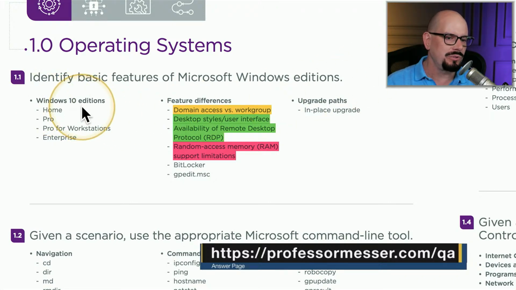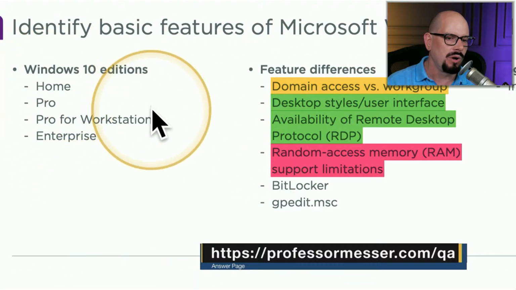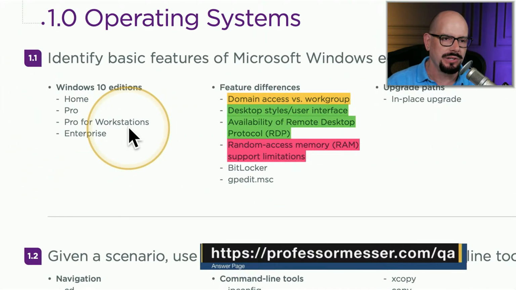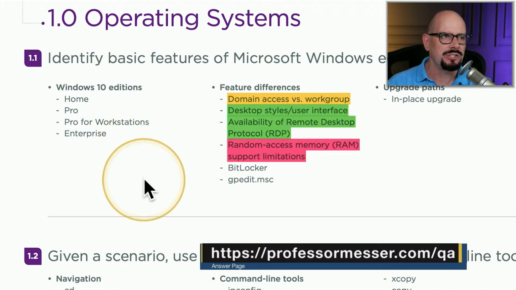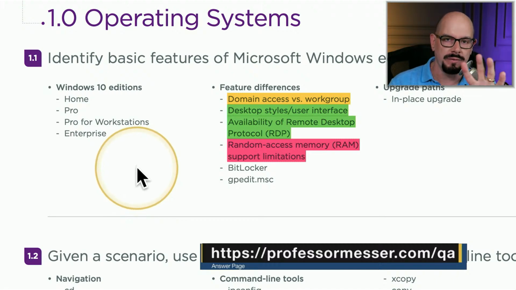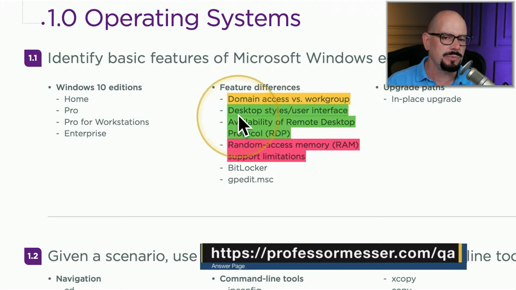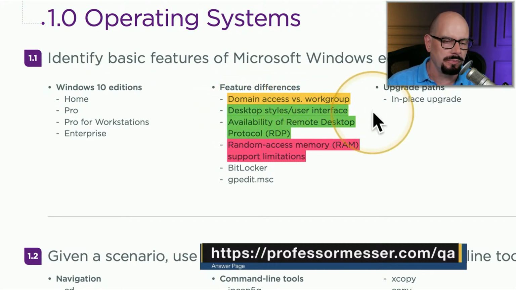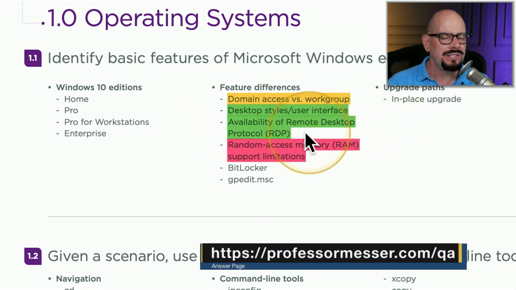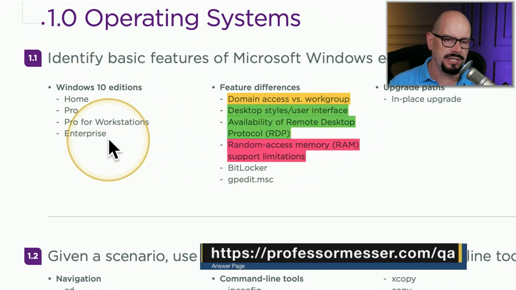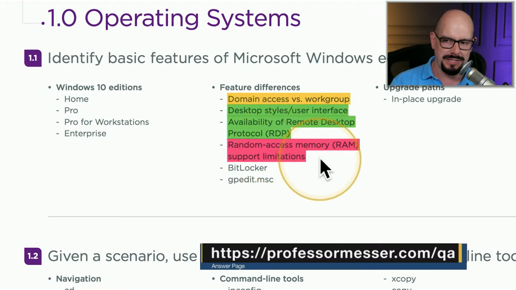They want you to know Windows 10 editions, including Home, Pro, Pro for Workstations, and Enterprise, which is kind of interesting, isn't it? Because there must be 15 or 20 Windows editions? You only need to know 4 of them. So that part's good. Then you need to understand the feature differences. What is the difference between domain access versus workgroup? What are the differences in desktop styles or user interface? What is the difference in availability of remote desktop protocol in all 4 of those editions? What is the difference in random access memory support limitations?